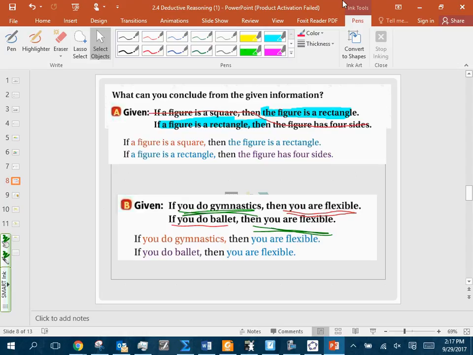So if those are true statements, if you do gymnastics, then you are flexible. And if you do ballet, then you are flexible, and that's true. When I put them together, one of those does not piggyback off the other to make a new statement. They both give me the same thing as being flexible, right? But nowhere up there does it say that because I'm flexible, I can do gymnastics, or because I'm flexible, I can do ballet. Does that make sense? Maybe I can answer that question a little bit better when we go to the next one.